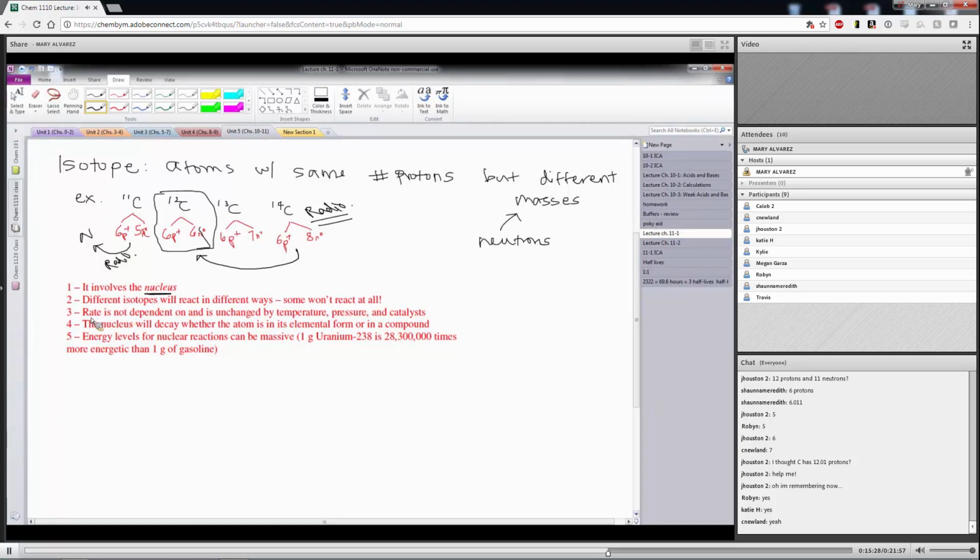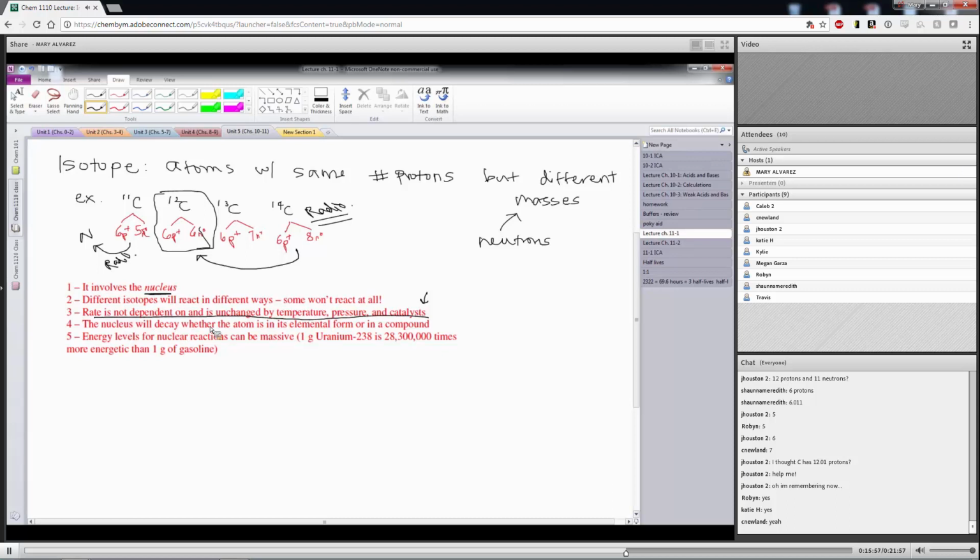Next, this is important: rate is completely unchanged by temperature, pressure, and catalysts. These are things that affected our collision theory, that help us understand how chemical reactions occurred, and you could change and speed them up. But they don't touch nuclear reactions, because none of these are actually going to touch the nucleus. The nucleus is well shielded by those electrons, so they're completely unaffected by that.